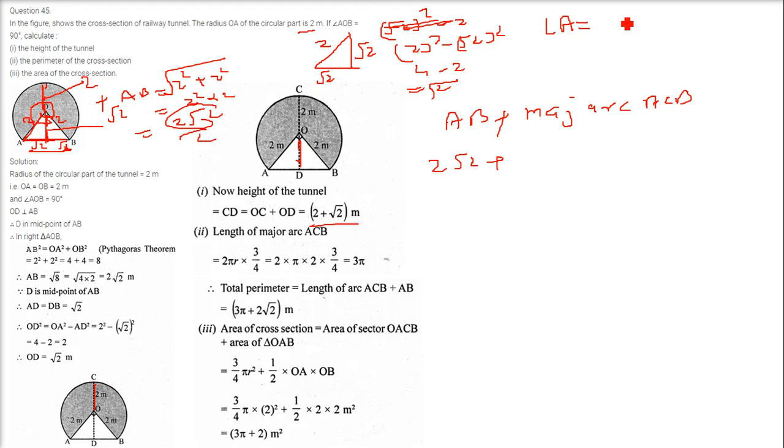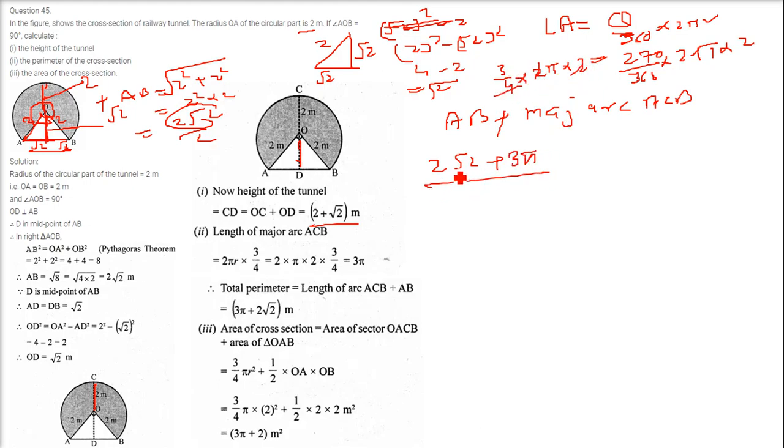So what is the length of the arc? Any arc of a circle is theta by 360 into 2 pi r. In this case, theta is 270. So 270 by 360 into 2 pi r. What is the radius? 2. And 270 by 360 is nothing but 3 by 4. So 3 by 4 into 2 pi into 2, you get 3 pi. So just add 3 pi here. So 3 pi plus 2 root 2 is the whole length from here to here. So it's a boundary. So the perimeter of the cross section is this.